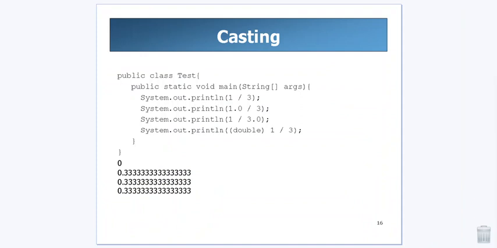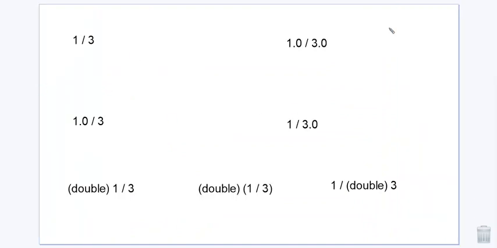Okay, so let's look at a couple more examples. All right, so here 1 divided by 3, integer and an integer result in an integer, and so this is just going to be a 0 because 3 doesn't go evenly into 1 at all. But then here, because at least one of my numbers is a decimal, I am allowed to get a decimal. And I don't know how many 3's I need to draw, so I'm just going to do that.